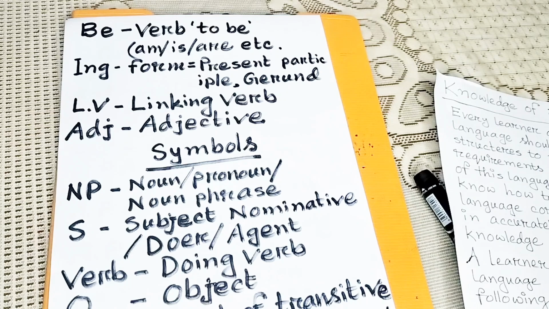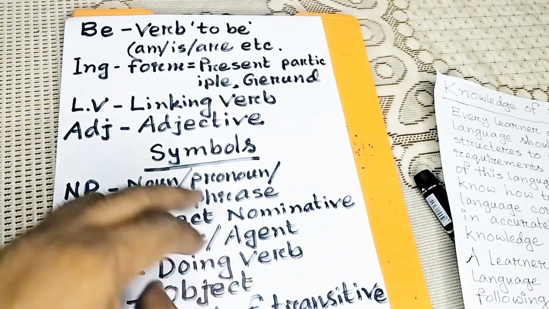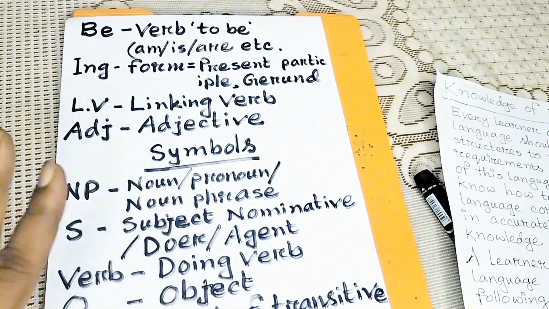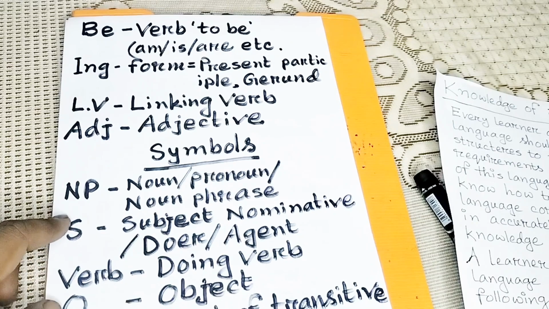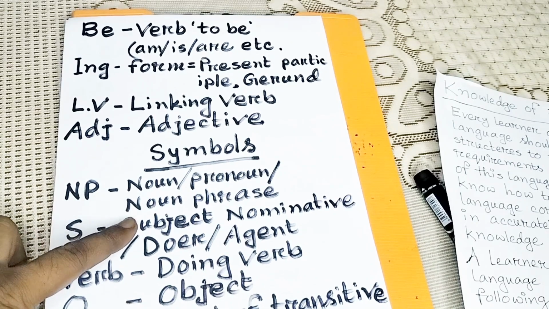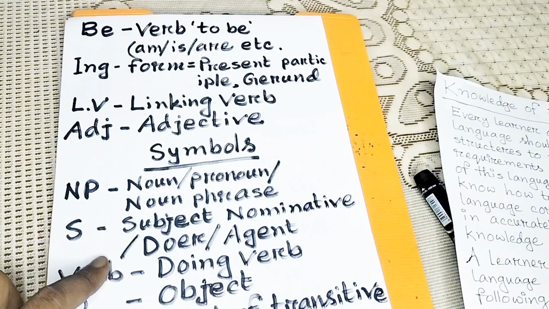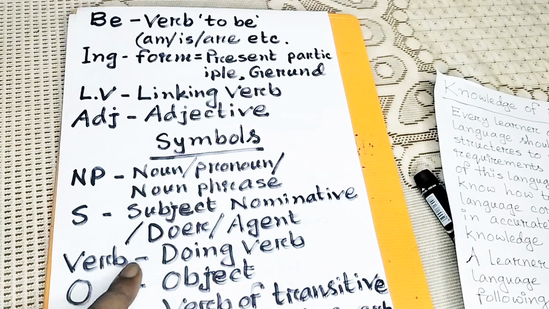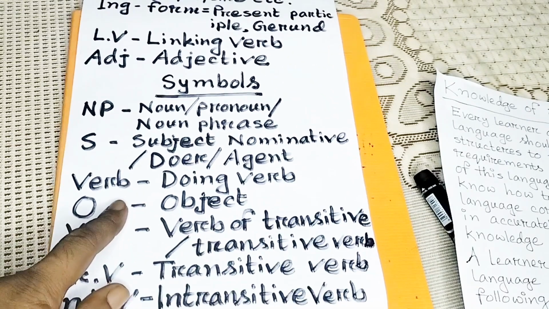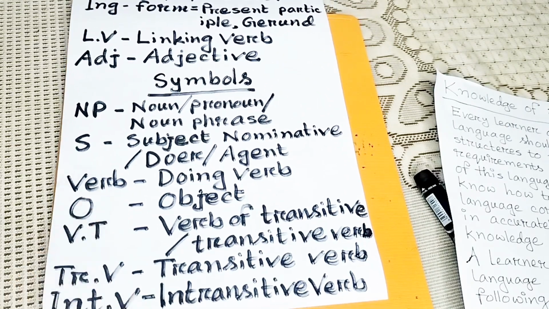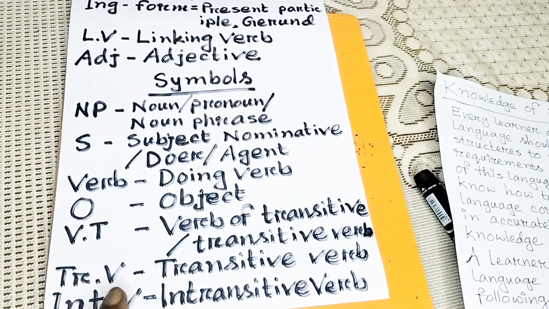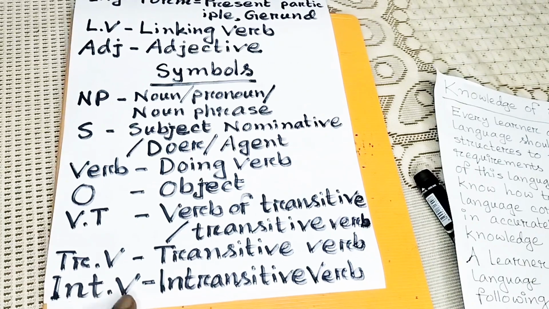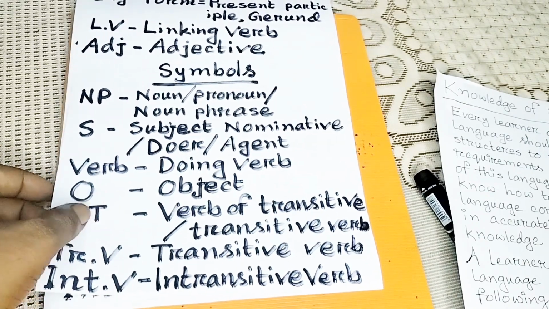And we have to use some symbols like this. Whenever we write a structure or read out a structure, the symbol is important in the English language. So NP means noun or pronoun or noun phrase. S, the subject, nominative or doer or agent. V, doing verb. O means object. VT, verb transitive. INT verb is intransitive verb. That's good.